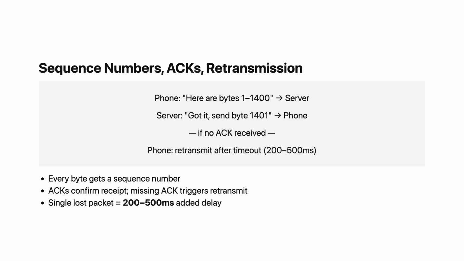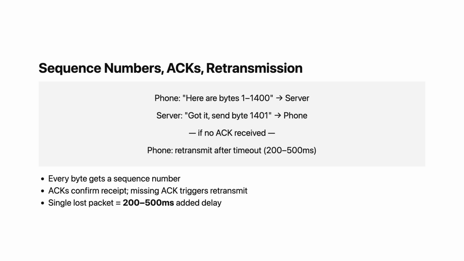Here is something that surprises a lot of developers. TCP does not just blast data at full speed from the start. It has a mechanism called slow start, and it is exactly what it sounds like. When a new TCP connection is established, neither side knows how much bandwidth is available. If your phone immediately sent a megabyte of data, it might overwhelm some router along the way and cause massive packet loss. So TCP starts cautiously.